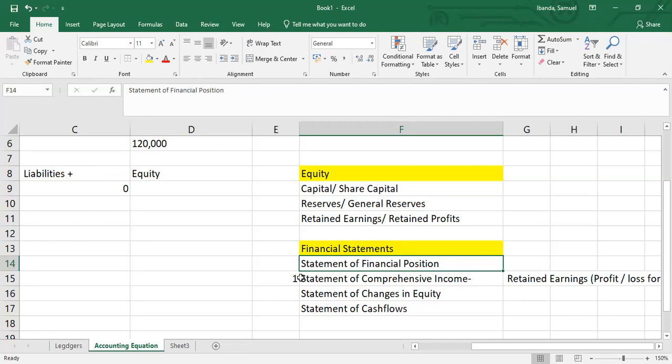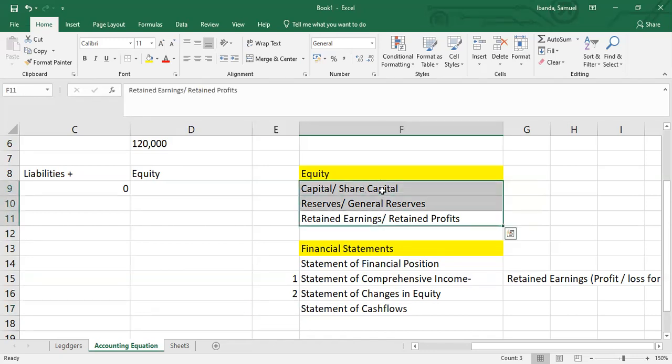So after you've drawn up your statement of comprehensive income, the next you should draw up is this, the statement of changes in equity. We shall see as we proceed how our statement of changes in equity looks. Now, changes in equity is trying to look at how these are changing within the period.